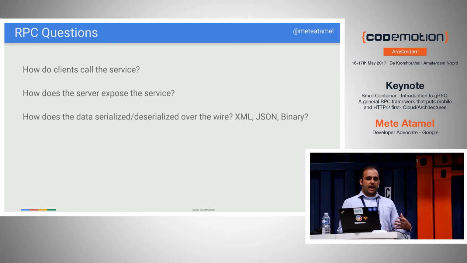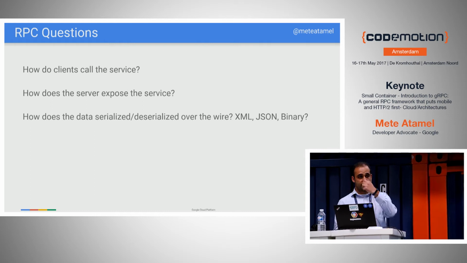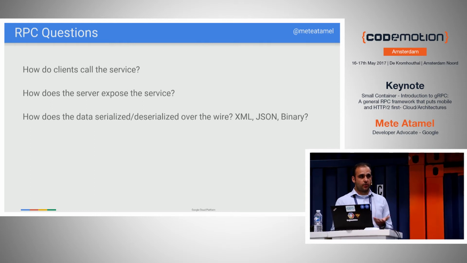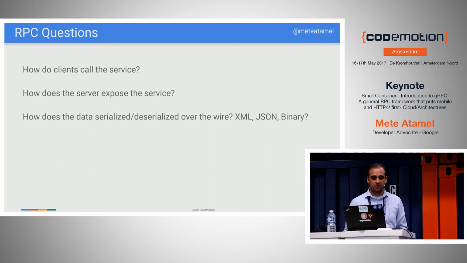Now, once you decide how the client is going to make the connection and how the server is going to expose its services, you need to send basically bits and bytes over the wire. So how do you serialize those bits and bytes? Do you use XML like we used to do, or do you use JSON, or do you use a binary protocol? You need to make some choices.